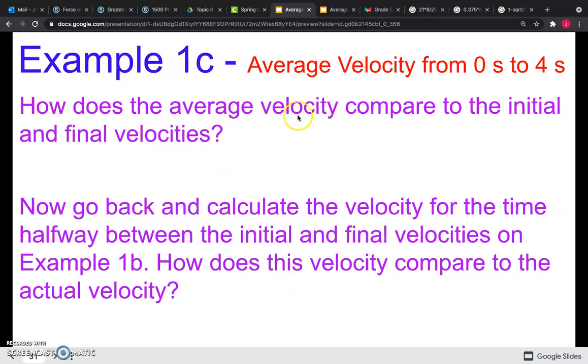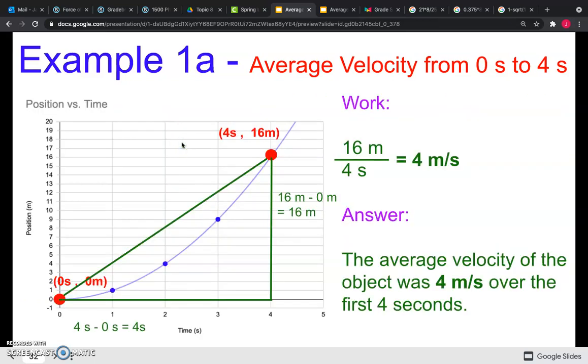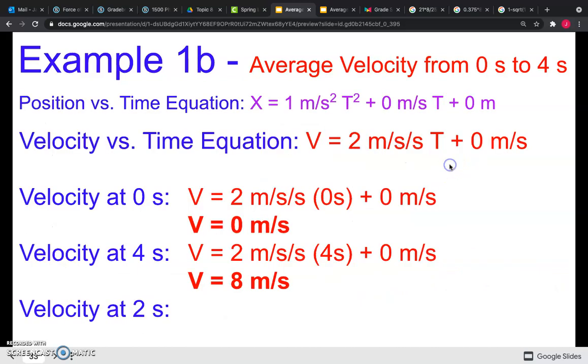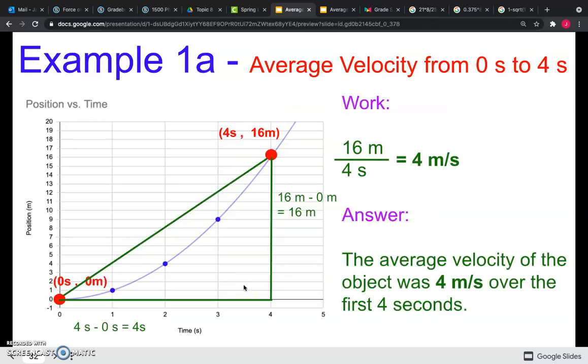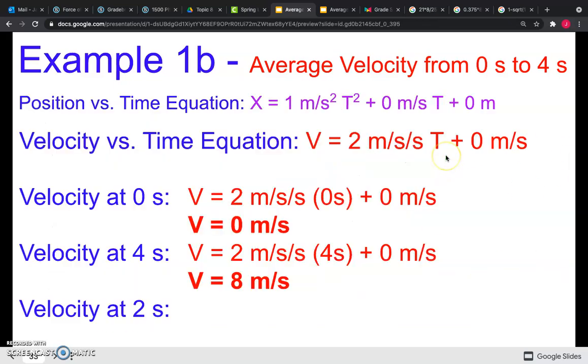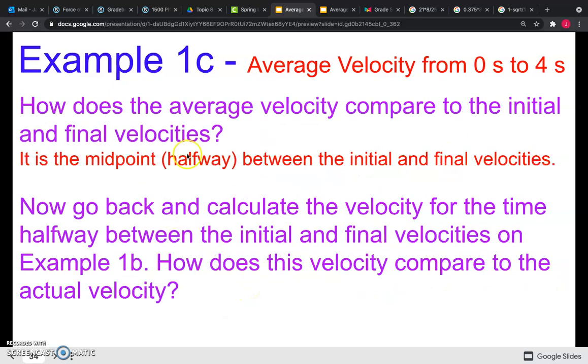Well, how does the average velocity compare to the initial and final velocities? That's the pattern that's going to help us figure out this formula. Well, if we look, the average velocity was 4 meters per second. The initial velocity was 0. The final velocity was 8. So how does 4 compare to 0 and 8? Well, what you should notice is that it's exactly halfway in between. It is the midpoint between the initial and final velocities.